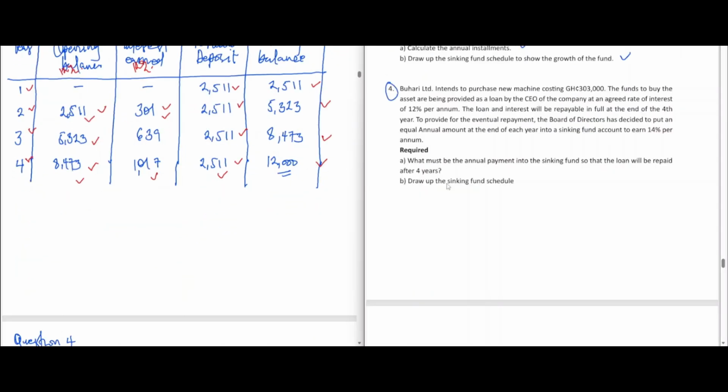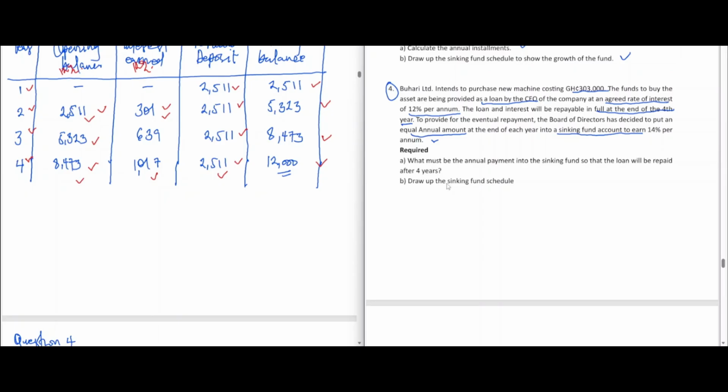Let's look at question 4. Buhari Limited intends to purchase a new machine costing 303,000 Ghana cedis. The funds to buy the asset are being provided as a loan by the CEO of the company at an agreed rate of interest of 12% per annum. The loan and the interest will be repayable in full at the end of the 4th year. To provide for the eventual repayment, the board of directors have decided to put an equal annual amount at the end of each year into a sinking fund to earn interest of 14% per annum, right?